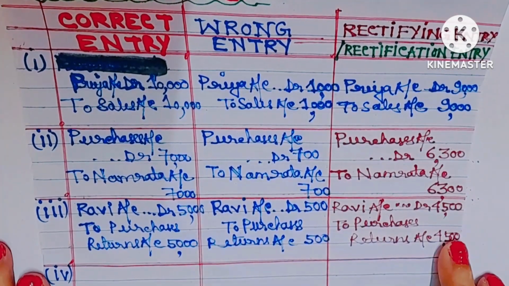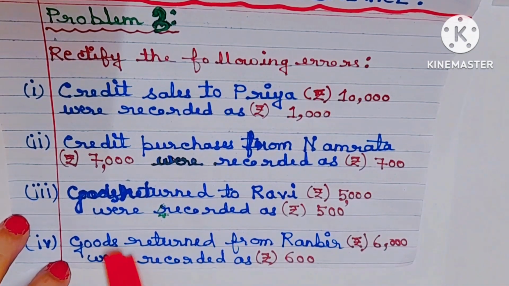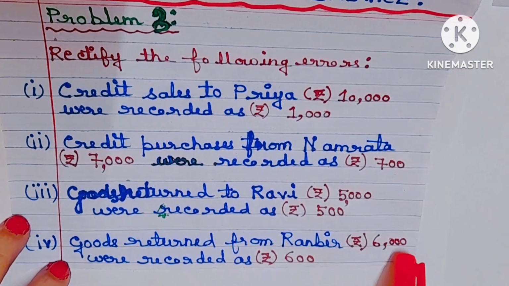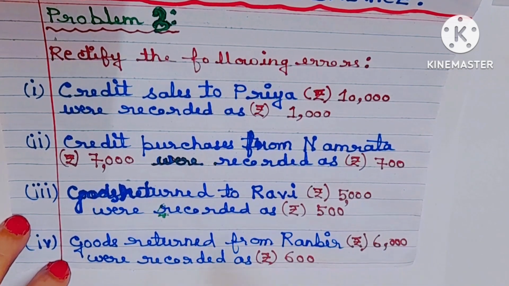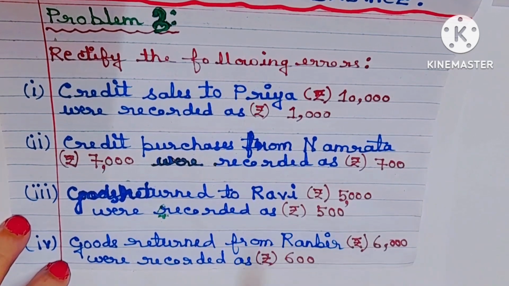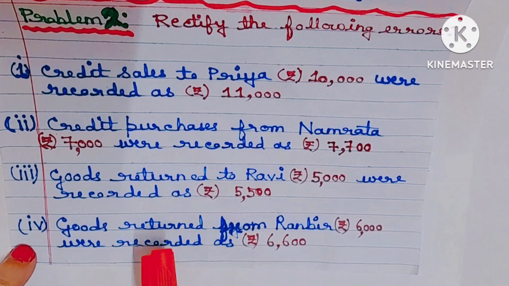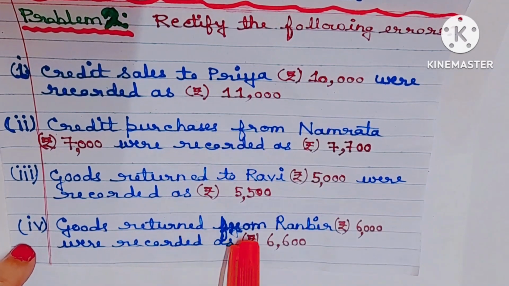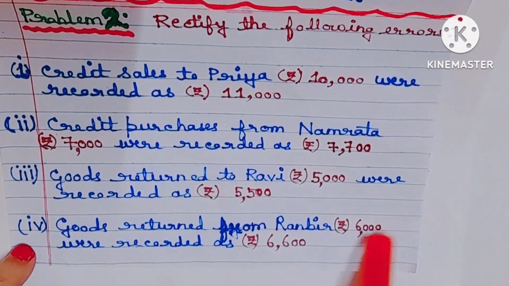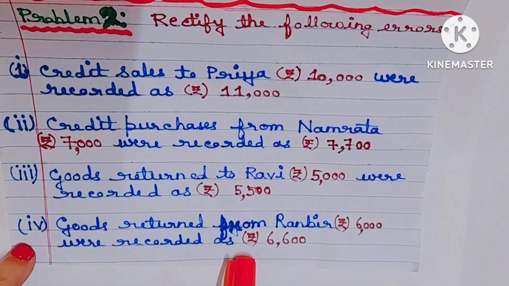Understood? Now let's see the last transaction. Number 4. Goods returned from Ranbir rupees 6,000 were recorded as rupees 600. So the amount were recorded less in this particular problem. But in the last problem, the amount were recorded more. Let me show you. See the last problem. Number 4. Goods returned from Ranbir rupees 6,000. Till here it is correct. The wrong part is different. वो recorded rupees 6,600.